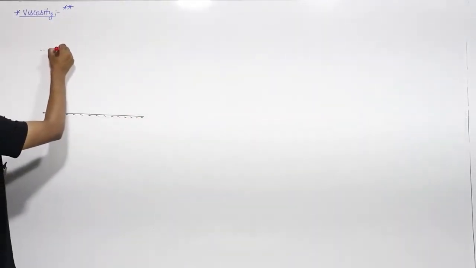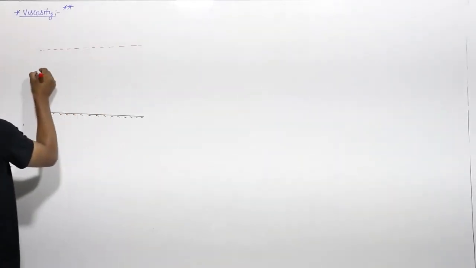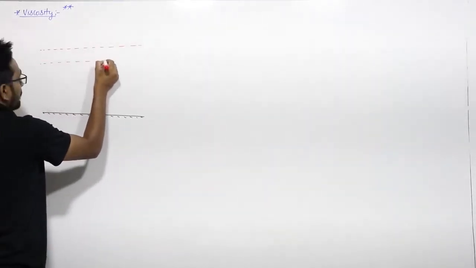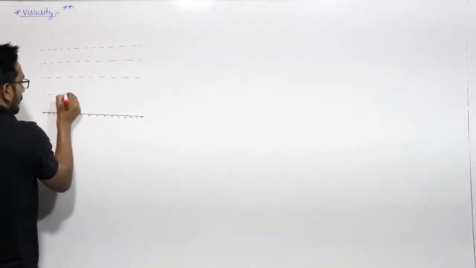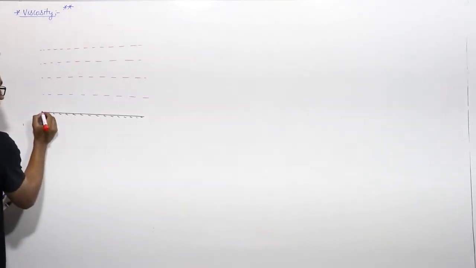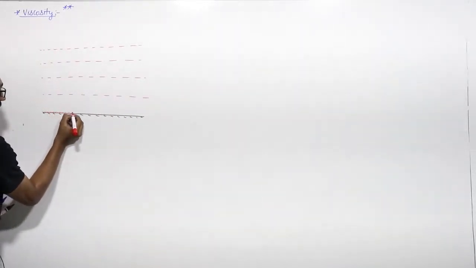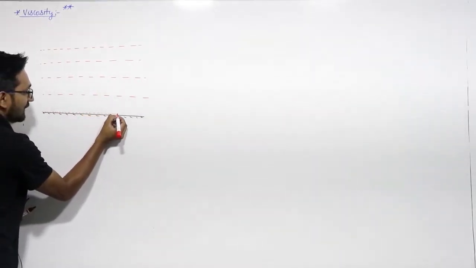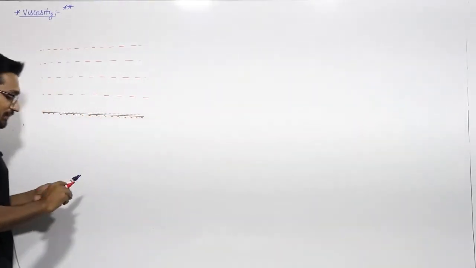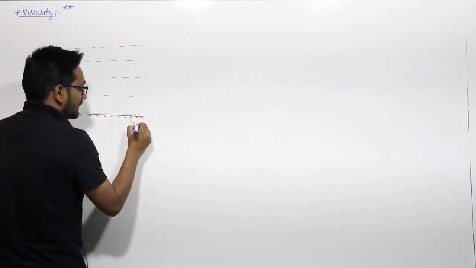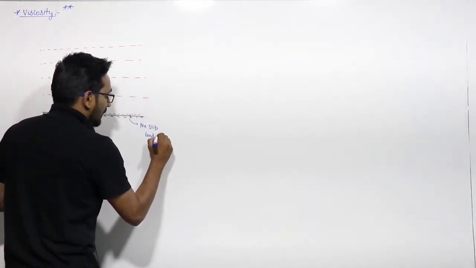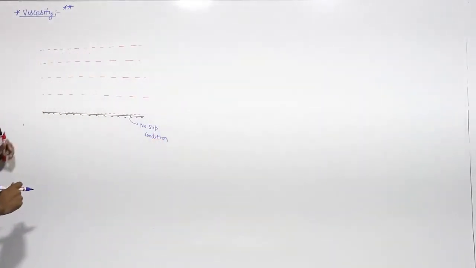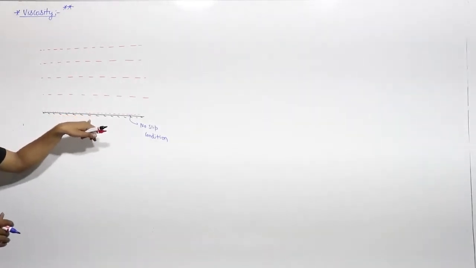Let us say these are the fluid layers which are flowing over this solid surface. The layer which is adjacent to, in contact with, this solid surface will attain the velocity of the solid surface by the concept we know as the no slip condition. There is a no slip condition between the solid surface and the layer of fluid in contact with it.